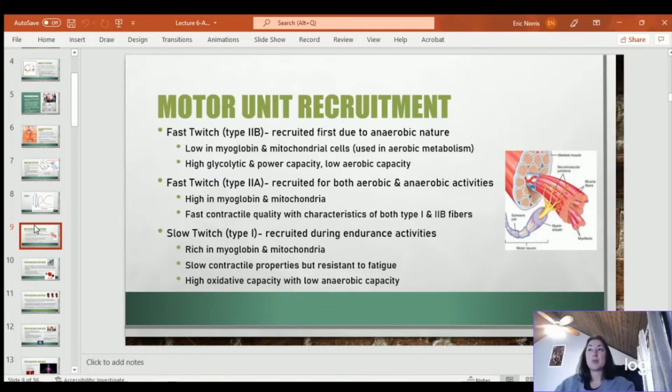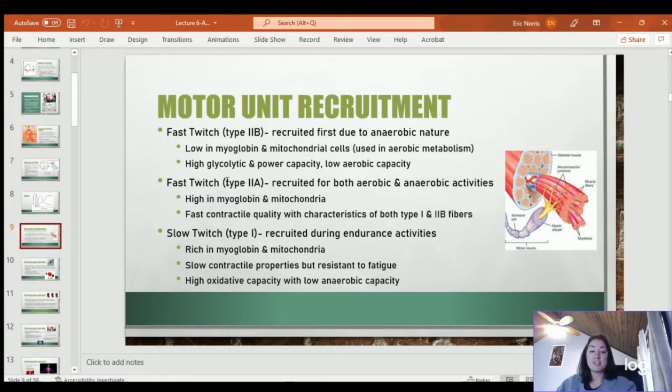Motor unit recruitment. First, we recruit fast twitch, which is type 2B fibers, that are recruited first. They are anaerobic in nature. They are low in myoglobin and mitochondrial cells, which are used in aerobic metabolism, but they're high in glycolytic and power capacity. So they don't really use oxygen, but they use the glycogen and are perfect for that phosphagen or ATP-PC system.